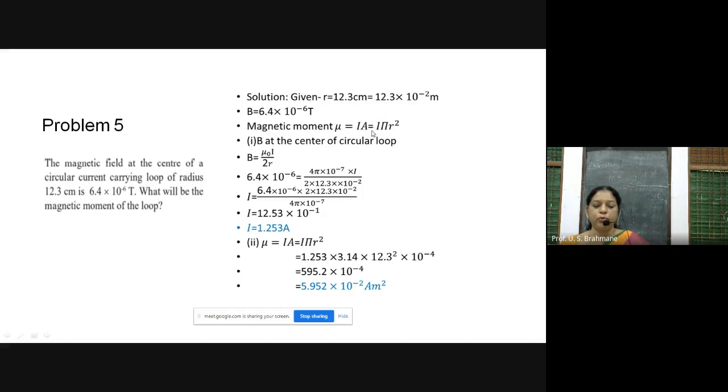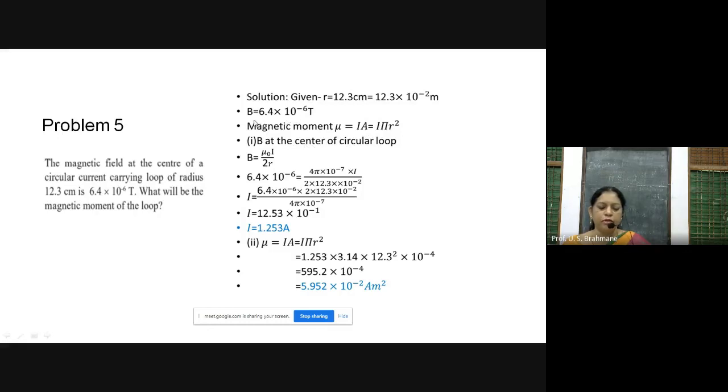So here it is a loop. So area of a circle is pi r square. So I have taken it as I pi r square. So we have to find out mu. For that, we know R, so we can find out A, but we don't know I. So to find out I, we'll consider B, which is given.